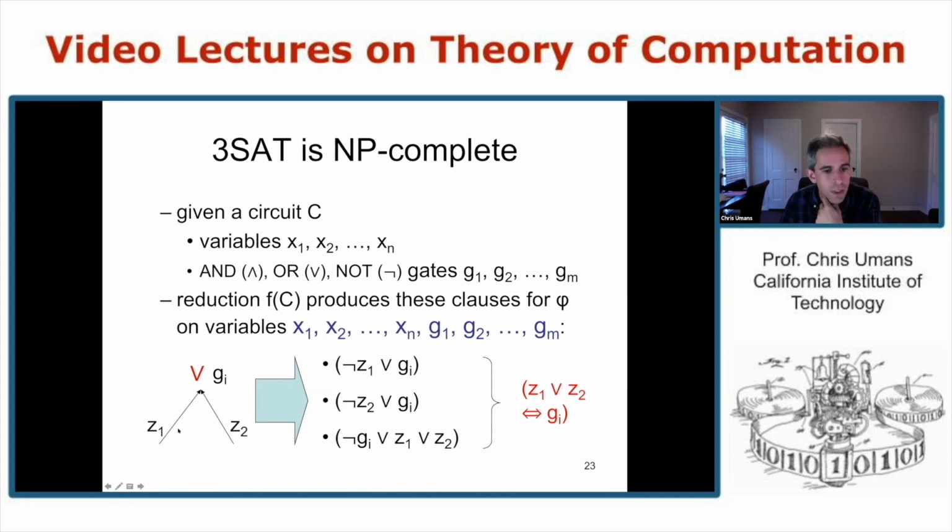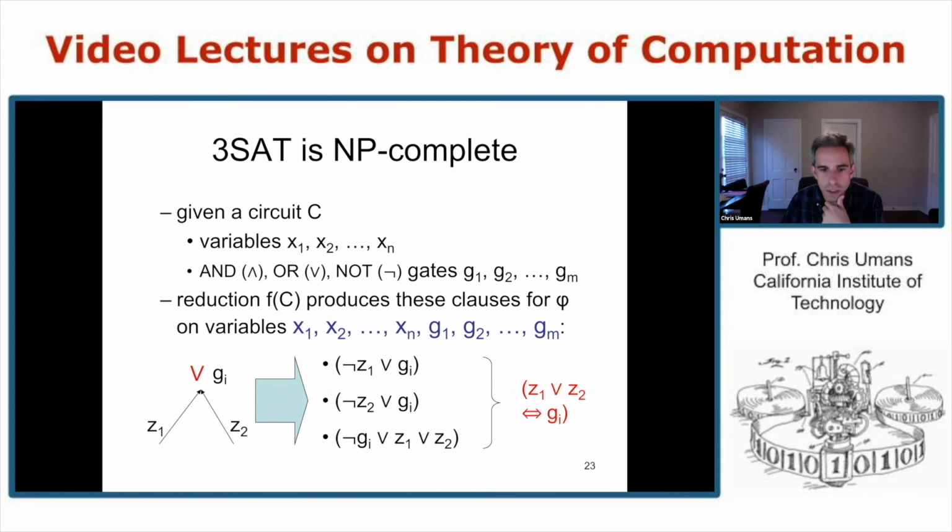And you can also just look at these 3 clauses and check for yourself that, let's say, if z1 and z2 are both false, then gi is supposed to be false, right? And if z1 and z2 are both false, and you somehow set gi to be true, then you would not satisfy these clauses. In fact, you would not satisfy this last clause. So you can go through and try it out carefully, and you'll see that exactly the ways in which these clauses are satisfied are the ones in which gi takes on the value of z1 or z2. Okay. So we've taken care of the nots and the ors.